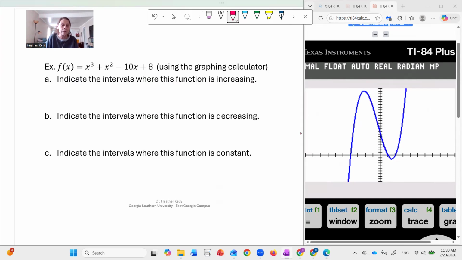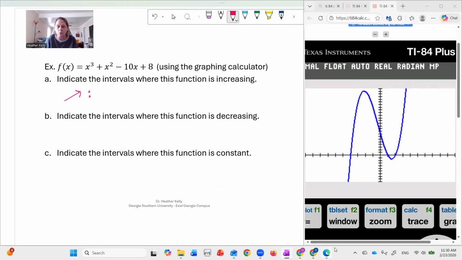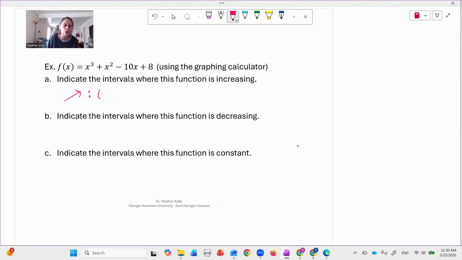We're increasing. So we're increasing from, oh, that sucks. I'm going to have to go back and forth like that. Okay. So we'll just talk it through real quick. So we're increasing from -infinity to -2, and then we start increasing again from 3/2 or 1.5 to infinity. So let's write that in here. So we go -infinity to -2 union 3/2 to infinity.